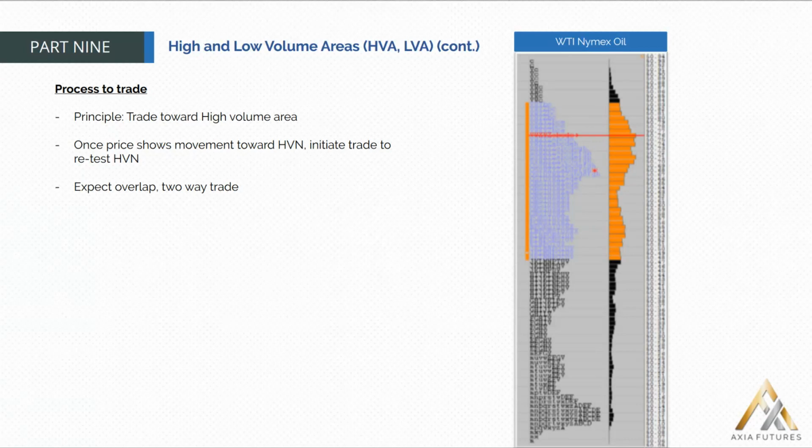Now note, remember what I said to you, this is not an exact concept. Expect a lot of overlap, expect a lot of two-way trade, but the principle remains that trade should facilitate toward the lower of the high volume areas. This is our example of a high volume area. Let's now look at the low volume area.